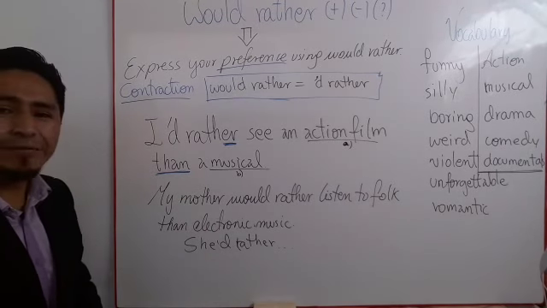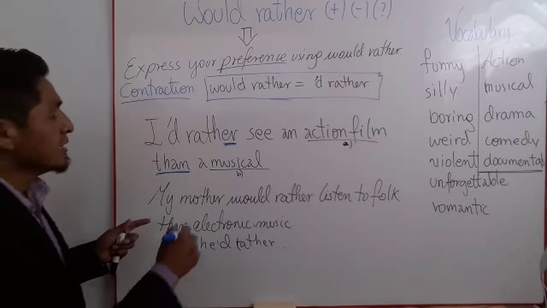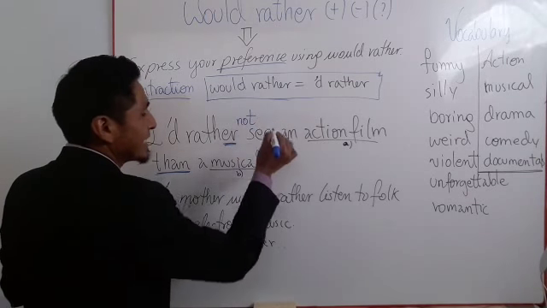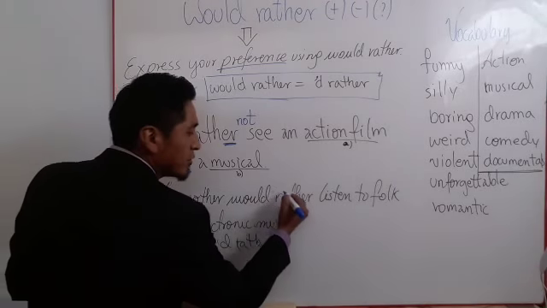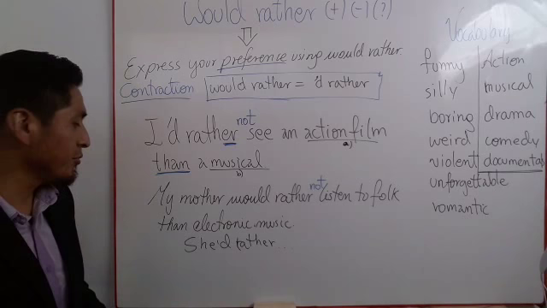Now what about the negative statement? What do you do to write the negative statement? You only have to add not. I would rather not see. My mother would rather not listen to folk music.